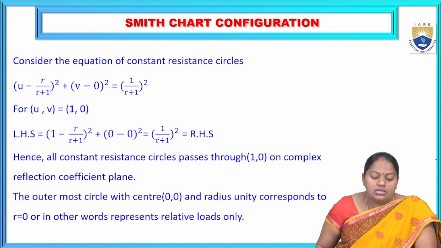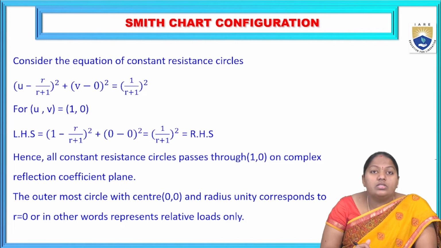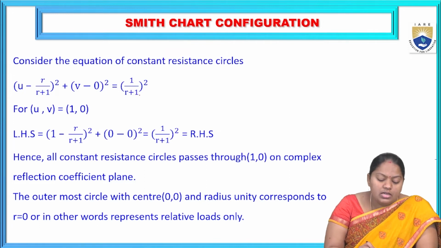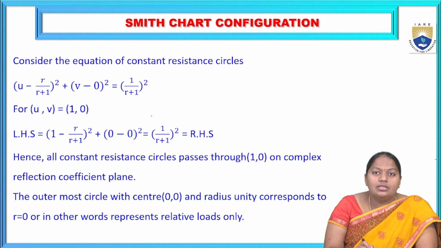Now depending upon this, consider the constant resistance circle equation, that is (u minus r by r plus 1) whole square plus (v minus 0) whole square equal to (1 by r plus 1) whole square. Now for the infinite range, select the u, v values as (1, 0). Verify first whether LHS is equal to RHS or not. Depending upon that, we are going to draw the circles.